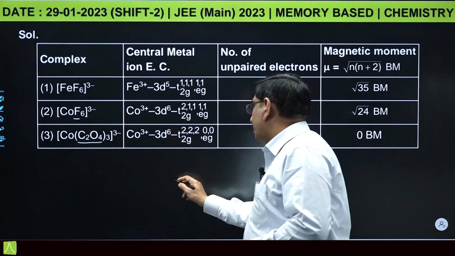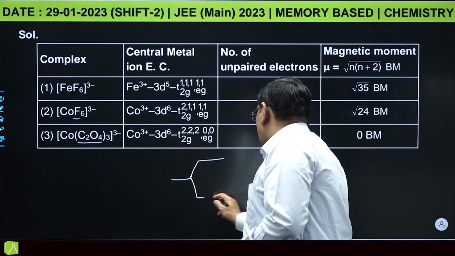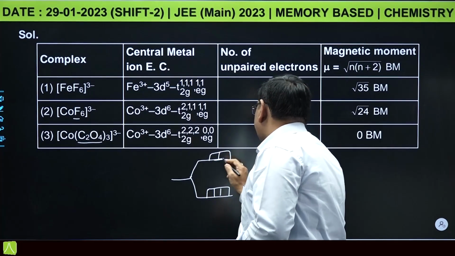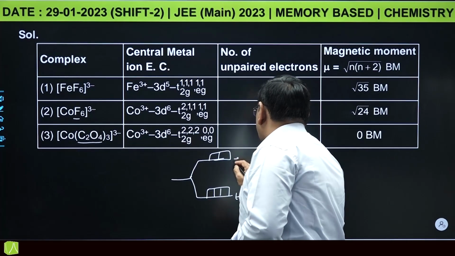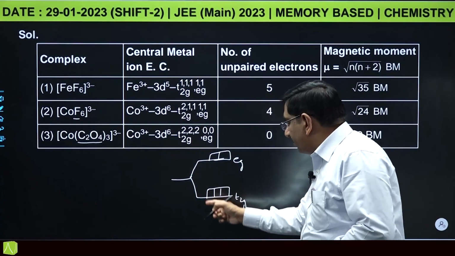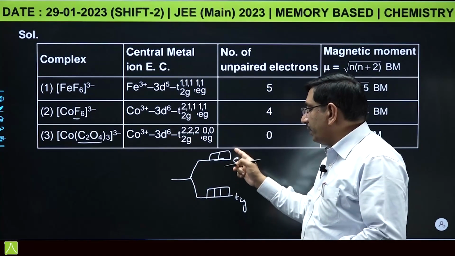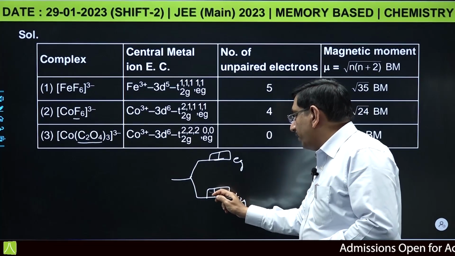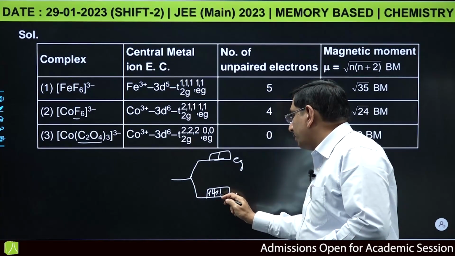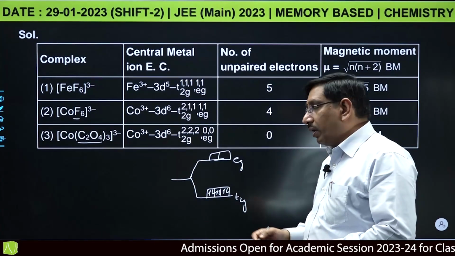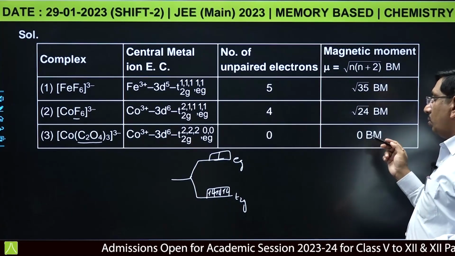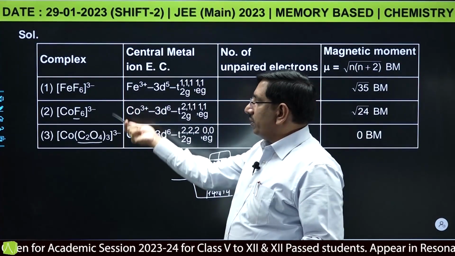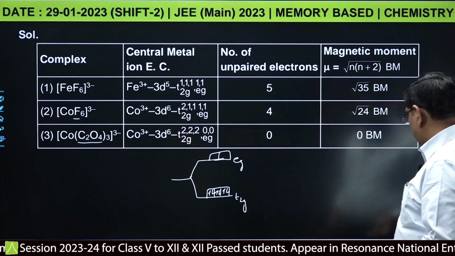Because in the d orbital splitting, if oxalate is acting as a strong field ligand, first t2g is filled and after that only electrons enter into the eg set. So, here first electrons are filled in t2g, so there will be no unpaired electron and it has 0 magnetic moment. Now, the decreasing order, so A greater than B greater than C.